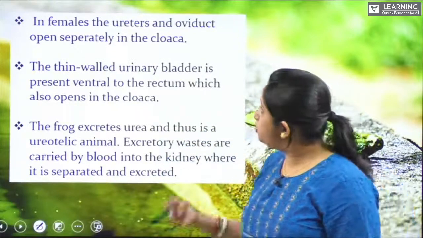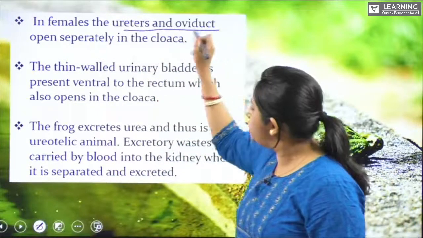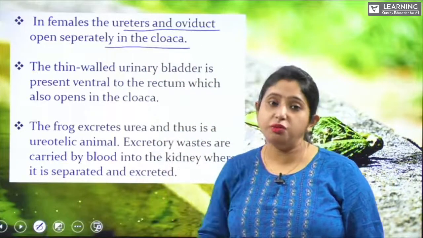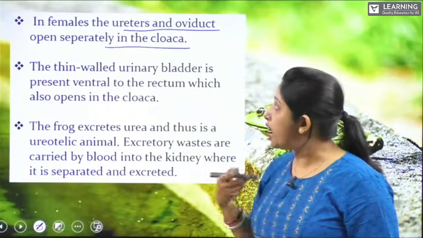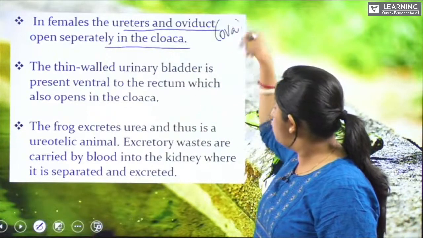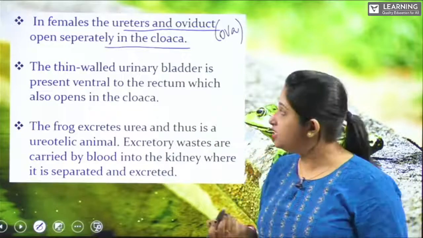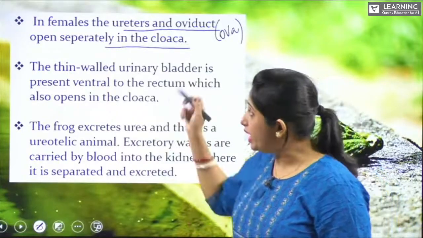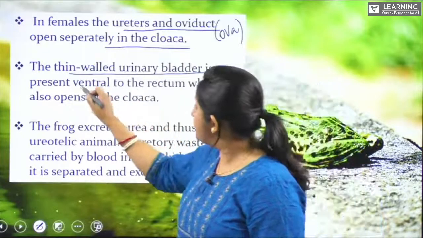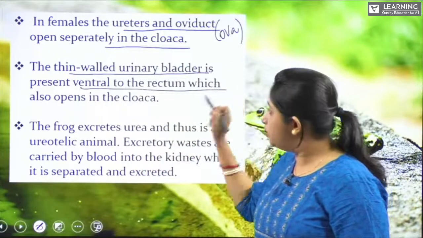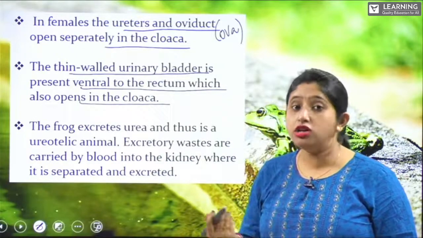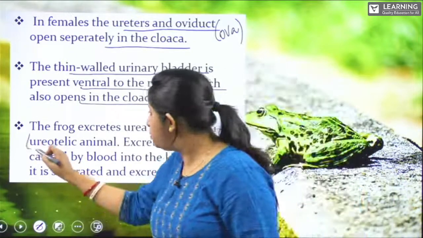In the case of the female frog, the ureter and the oviduct, that is the duct carrying the ova, open separately in the cloaca. They also have a thin-walled urinary bladder, which is present ventral to the rectum and which also opens in the cloaca.